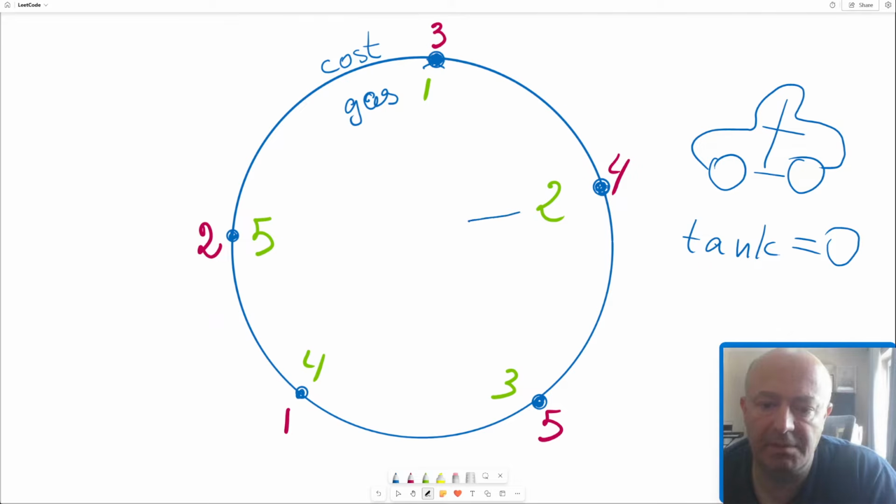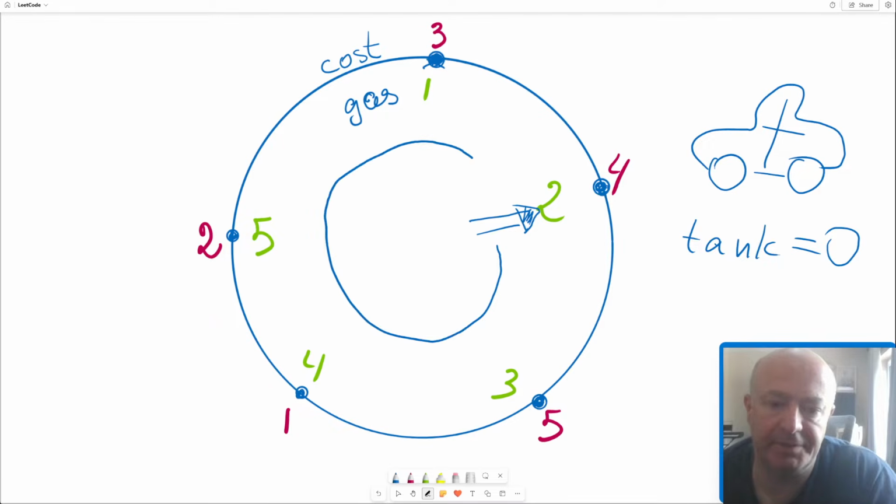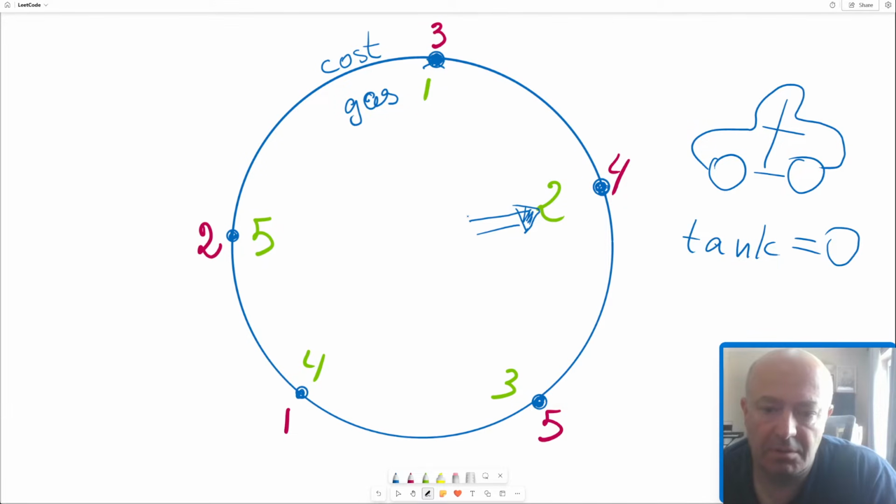We have to find a starting position, an index of the gas station, such that if we start there, we would be able to travel around all of the gas stations and complete a full circle and arrive back at the starting gas station. If such an index exists, we should return such a starting index. Otherwise, we should return -1.